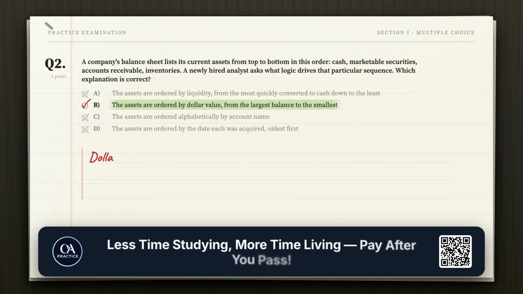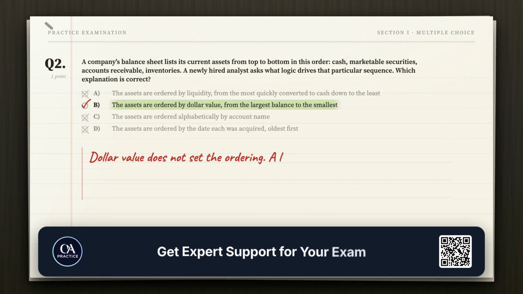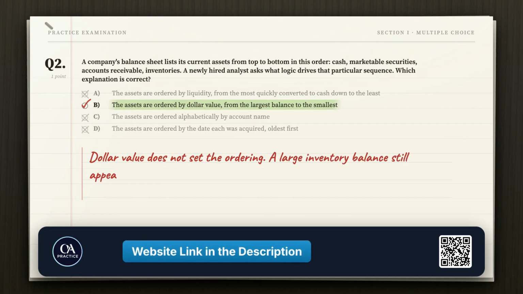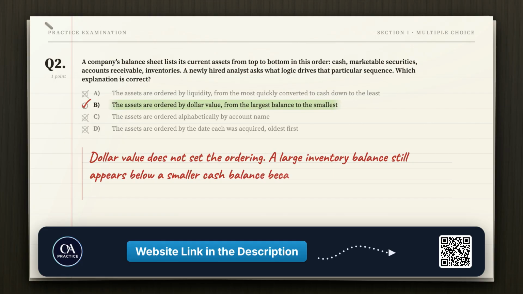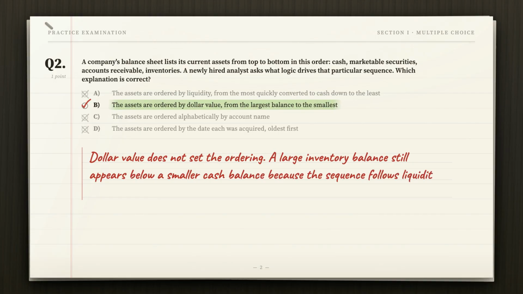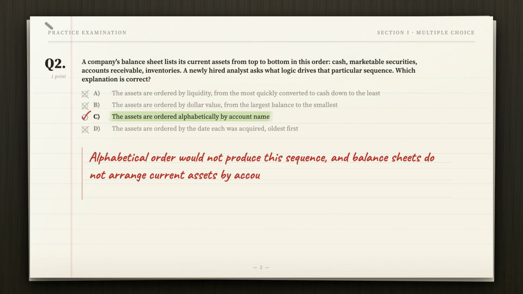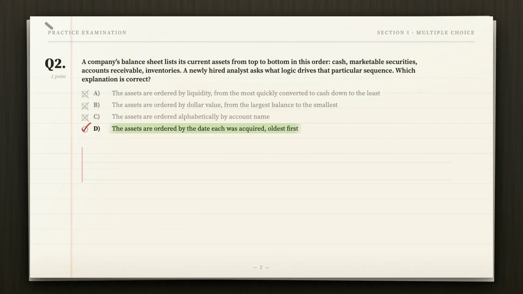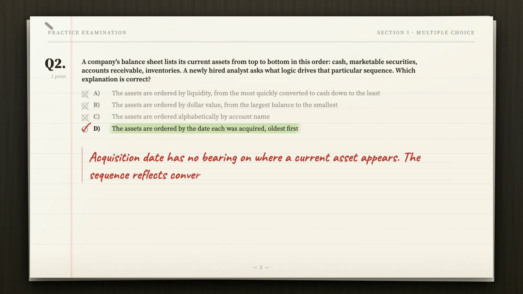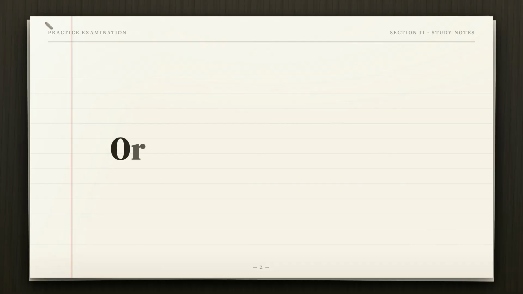B is wrong because dollar value does not set the ordering. A large inventory balance still appears below a smaller cash balance because the sequence follows liquidity, not size. C is wrong because alphabetical order would not produce the sequence, and balance sheets do not arrange current assets by account name. The driver is how fast each asset turns into cash. D is wrong because acquisition date has no bearing on where a current asset appears. The sequence reflects convertibility to cash, not purchase history.